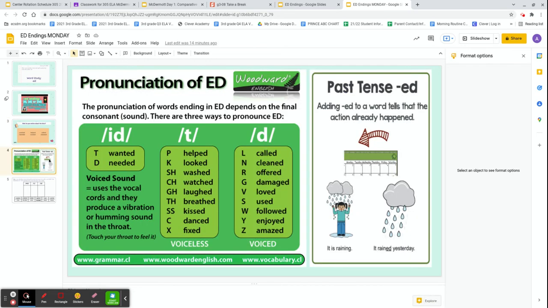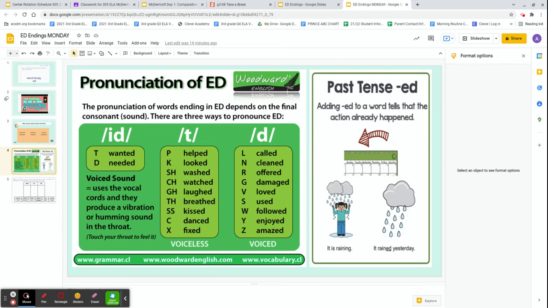So if I look here, the past tense ED, when you add ED to a word, it tells that the action already happened. So I wouldn't say it's raining, because that would be present, happening right now. It rained yesterday, with the ED ending. What sound do you hear at the end of rained? Do you hear the id, the d, or the t sound? Christelle? You hear the d, right? Rained. It still has the ED ending. It just makes the d sound.